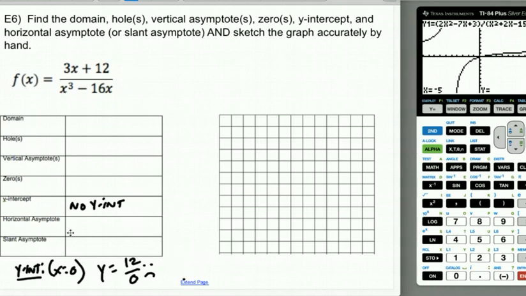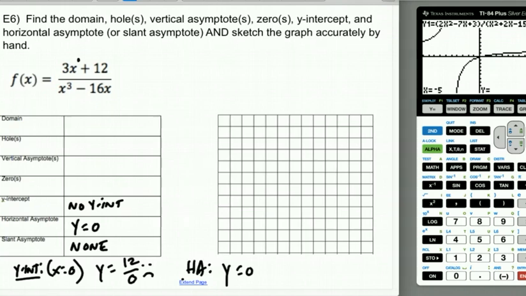Now for the horizontal asymptote, I look at the degrees. The top has a degree of 1, the bottom has a degree of 3. So my horizontal asymptote is going to be y equals 0 because the top degree is smaller than the bottom degree. There's not going to be a slant asymptote. So that's the stuff that we can get from the standard form.